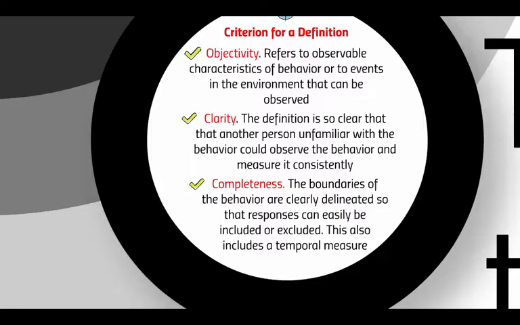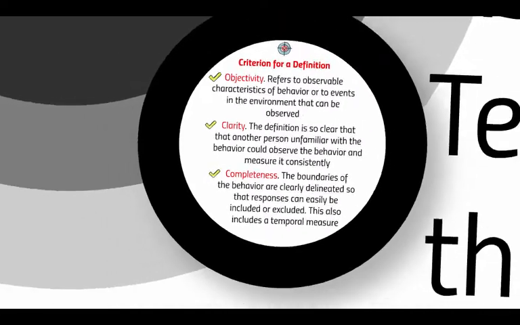So a good definition has these dimensions. We've got objectivity, we've got clarity, and we've got a completeness in terms of the measure. So in the work that you do, doesn't matter if we're working with a human, we are working with an animal. Our requirement is to provide good, clear definitions of the behaviors that we're targeting for change.